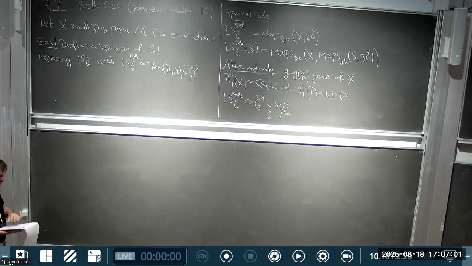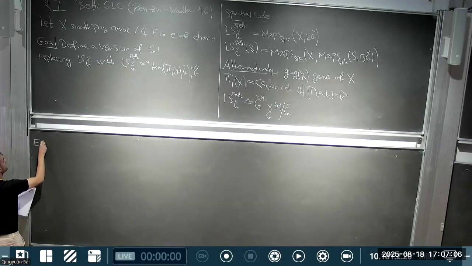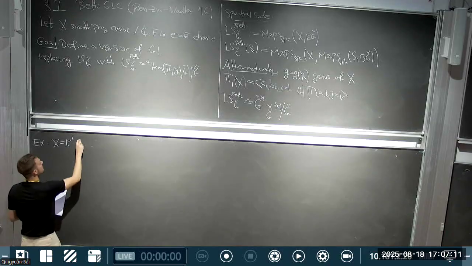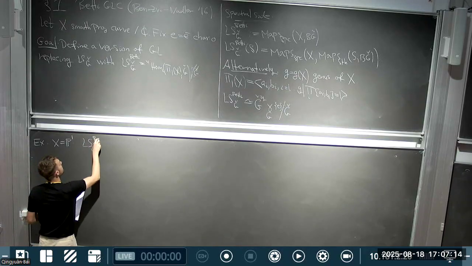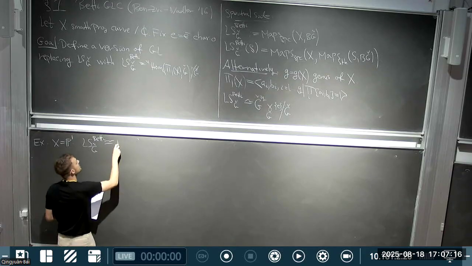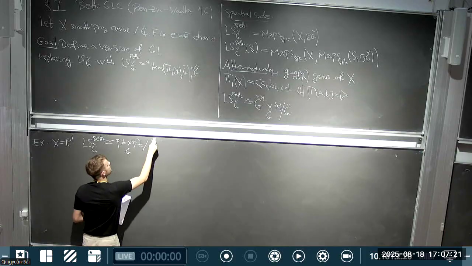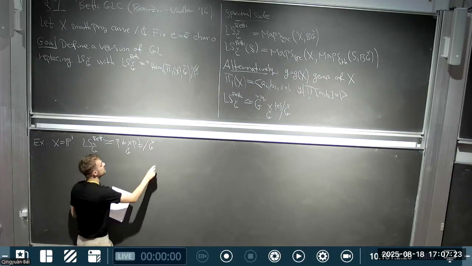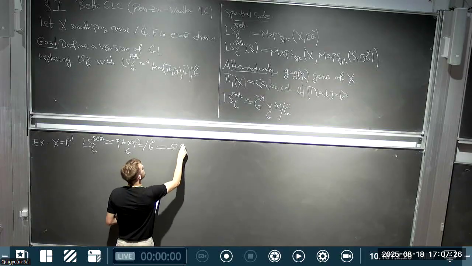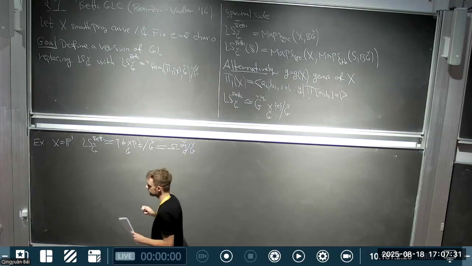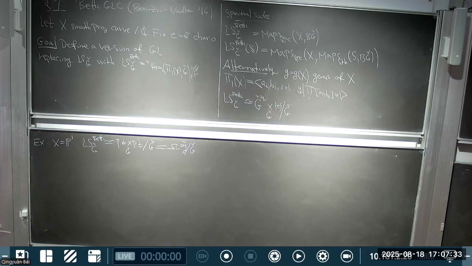Yeah, so let's do that example actually. If we take X to be P^1, what we see is that LocSys G-check Betti is just point over G-check, point modulo G-check, perfectly fine. I'll write this as the loop space of the classifying stack of G-check. I think we've seen this before in the previous talk as well.